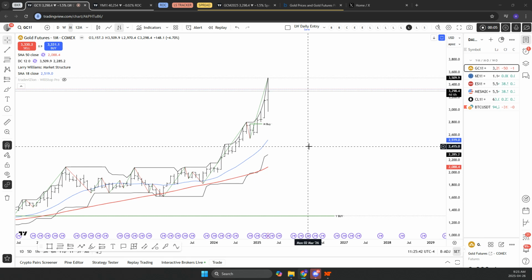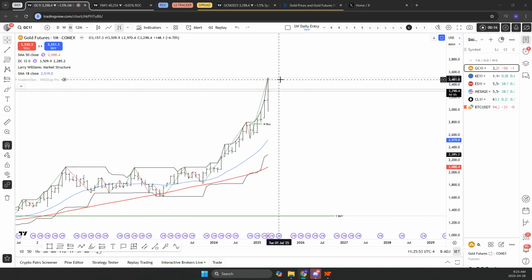Today I'm going to do a deep dive into gold. I'm going to look at it using price action. I'm going to look at some other fundamental indicators, give you a general overview of what I see in gold. I always start on the monthly time frame.